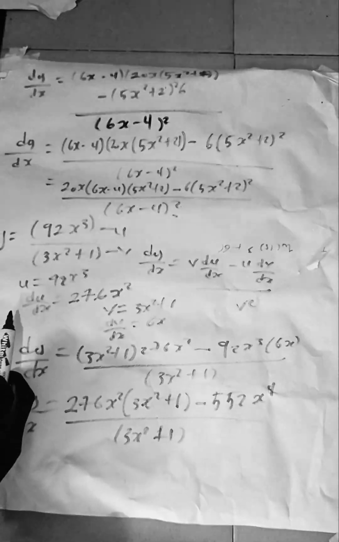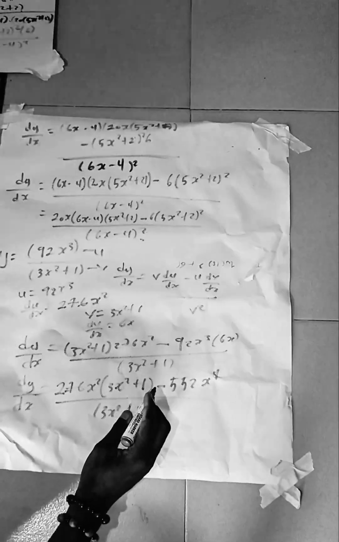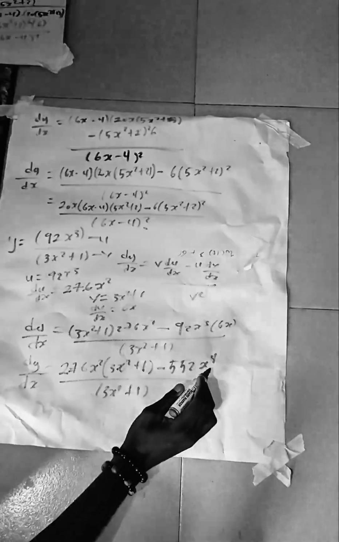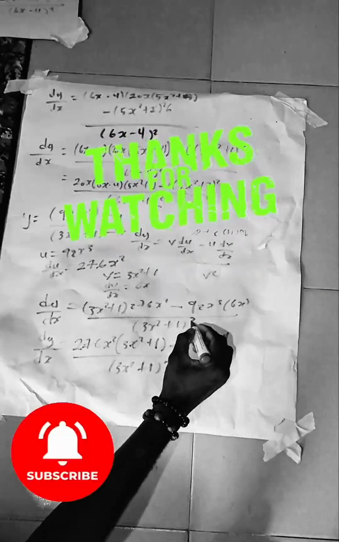So the derivative of 92x cubed divided by 3x squared plus 1 is equal to 276x squared, open bracket 3x squared plus 1, then minus 552x raised to the power 4, all divided by 3x squared plus 1, all raised to the power 2.